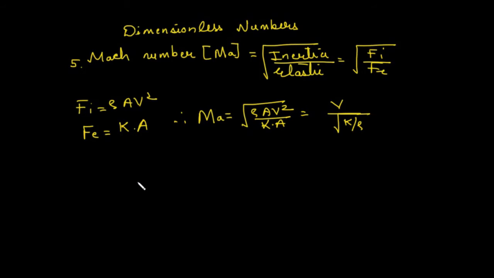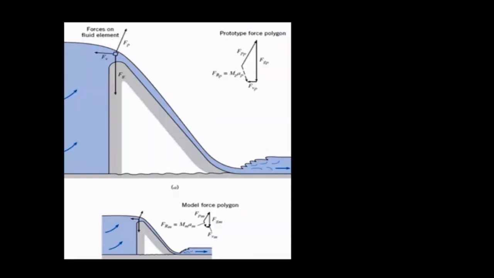Now these are all the forces acting on the fluids and the various dimensionless numbers. Now coming back to dynamic similarity, let us consider this picture. Here we can see a spillway prototype and a spillway model. On the top you can see a spillway prototype, an Ogee spillway prototype, and below that there is a model of the same prototype, and the force polygons of both the model and prototype are shown here.